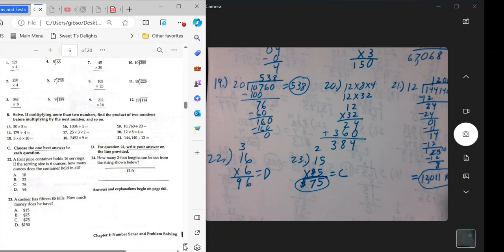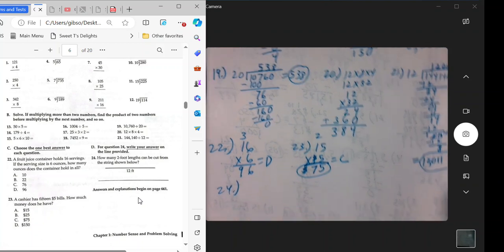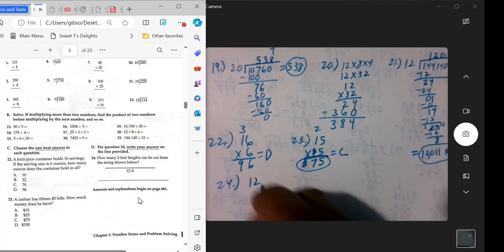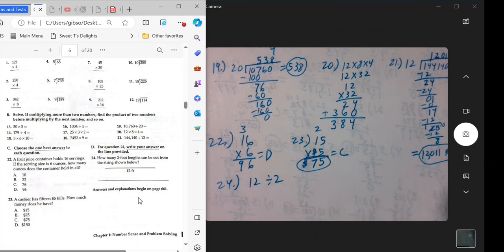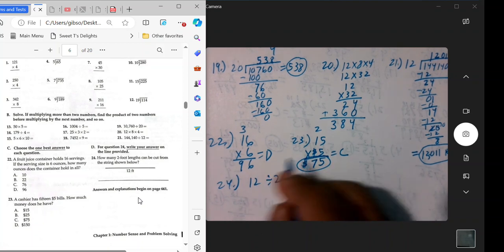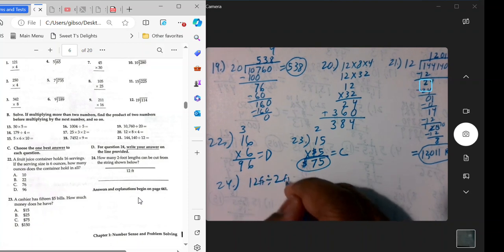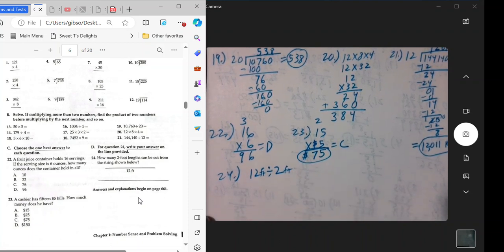Now last but not least is problem 24. It says how many 2-foot lengths can be cut from the string shown below? Okay, if you notice here, this string below is 12 feet. They want us to cut this into 2-foot lengths. So that means we are doing division here. So for problem 24, it'll be 12 divided by 2. Okay, well really it's 12 feet divided by 2 feet, but we don't need the feet for our final answer.